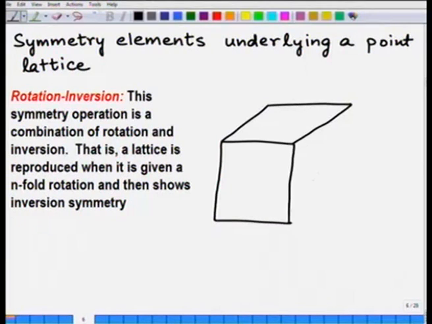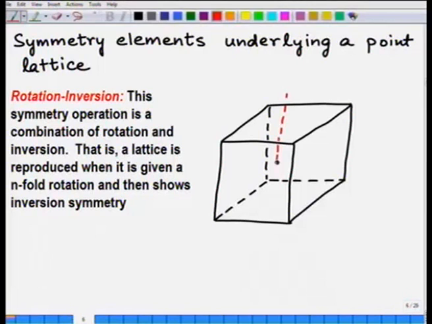How good this drawing will turn out to be, we do not know, but nonetheless we are going to attempt. A cube, for example. Let us say the center is right here, and let us draw a four-fold rotation axis. Remember, this is also an inversion center. So this is the inversion center and this is a four-fold rotation axis. So, let us trace a point.